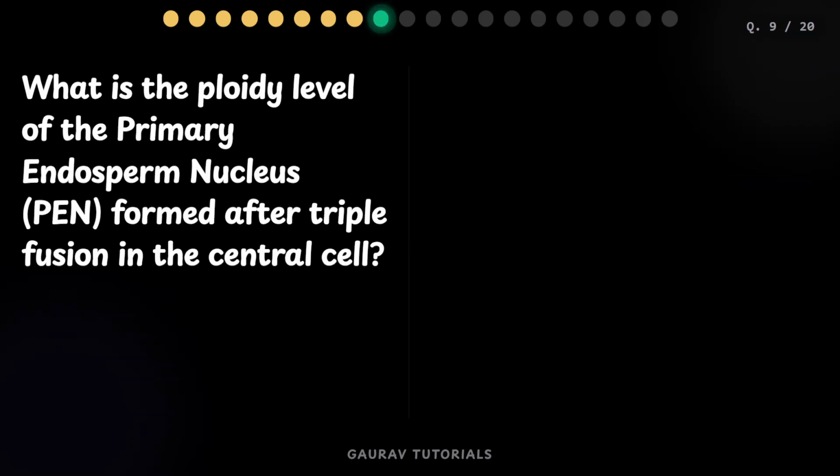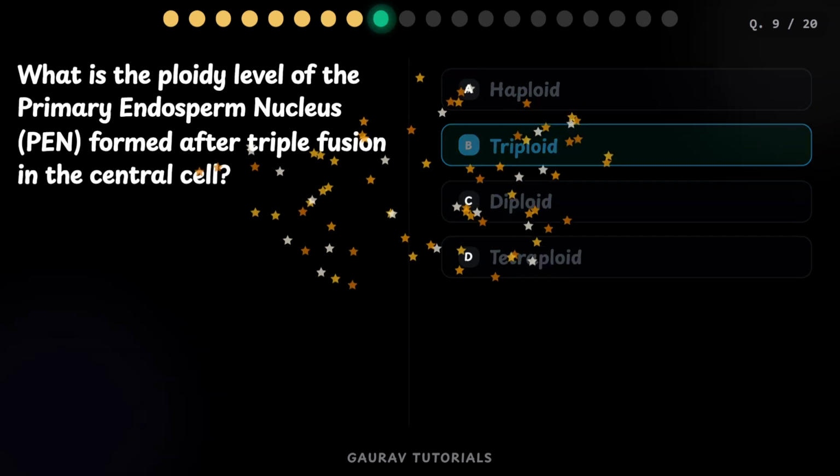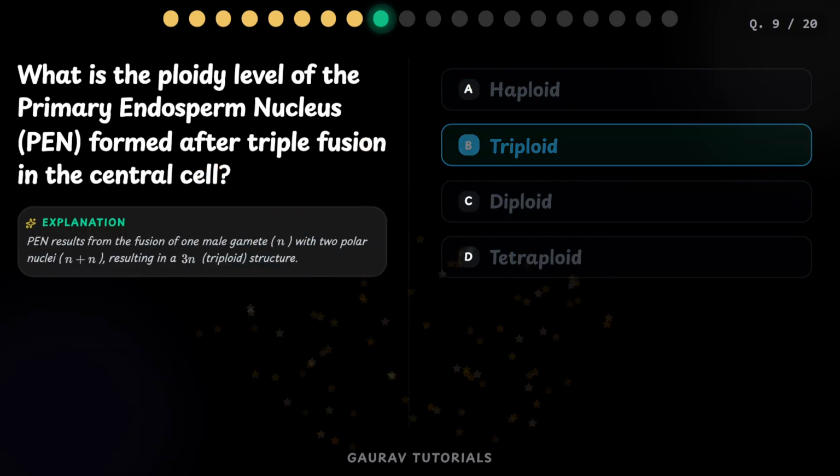Question 9. What is the ploidy level of primary endosperm nucleus, also called as PEN, formed after triple fusion in the central cell? The options are the correct answer is option B, triploid. PEN results from the fusion of one male gamete with 2 polar nuclei which is present inside the central cell. This results in formation of a triploid structure.